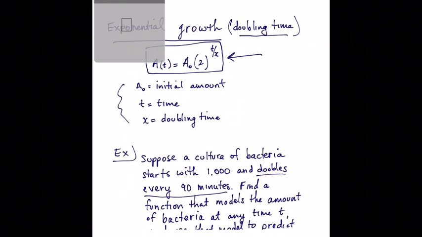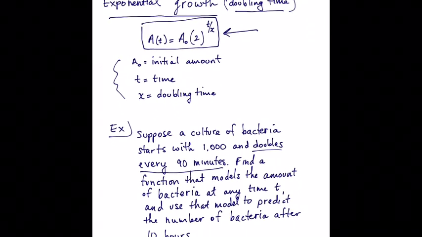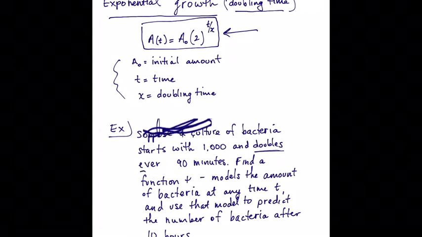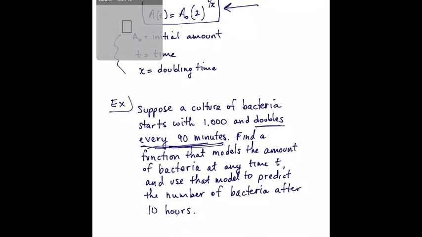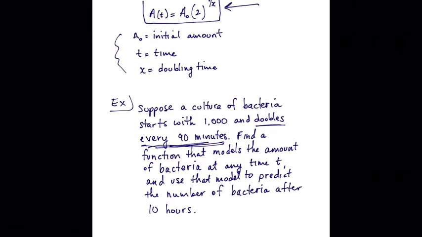So an example of what this would look like, go ahead and pause also and write this down. So some of the key indicators here that you would use this doubling time model, obviously it says here that this doubles every 90 minutes. So it's giving us an observed doubling time, and it's asking us to create a function that models that situation, and then use the function to estimate the number after 10 hours.